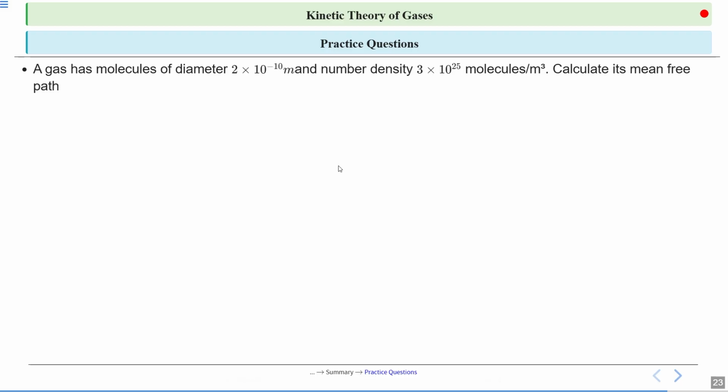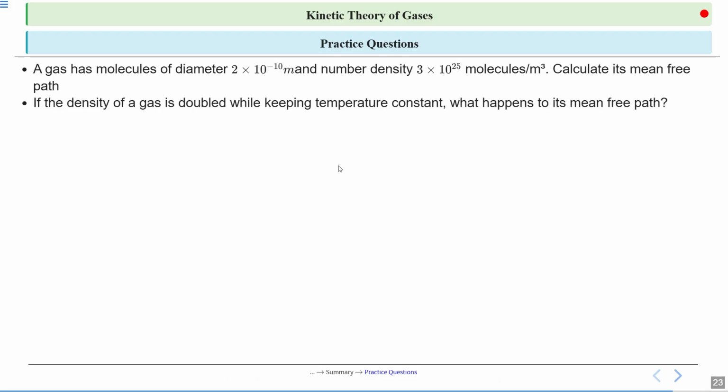Now, we have some practice questions. These will help you to build your concepts and improve your question solving skills, and most importantly, solving these questions will help you a lot in your exam preparation.